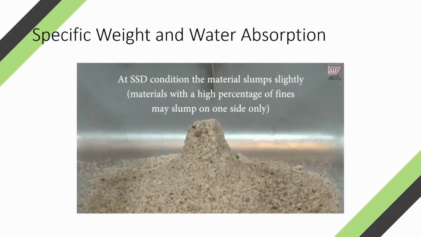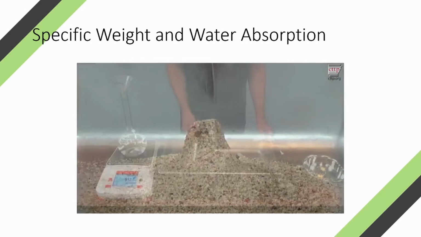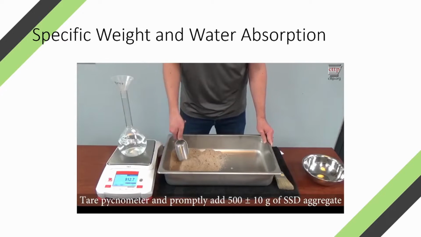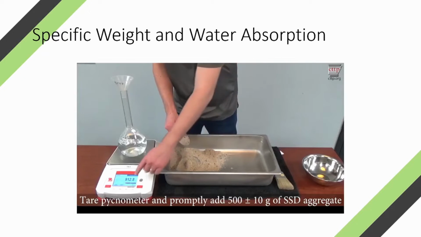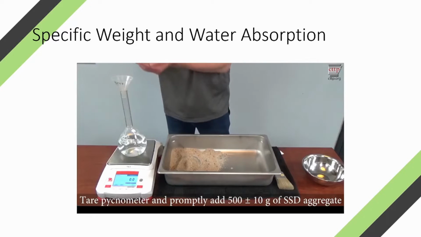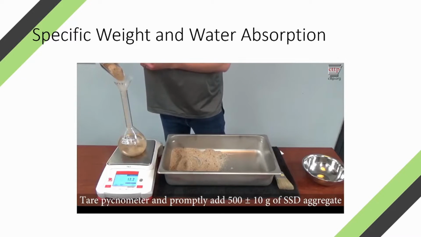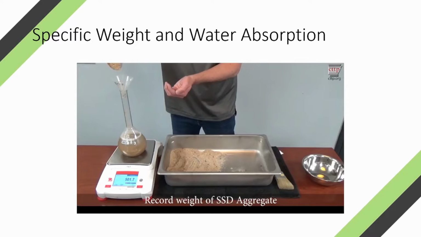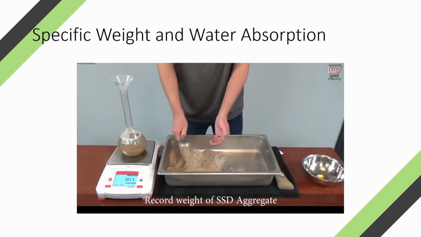At SSD condition, the material slumps slightly, but a portion of the cone stands. Note that materials with a high percentage of fines may slump on one side only. Tare the pycnometer with the funnel. Promptly add 500 plus or minus 10 grams of SSD aggregate. Record the weight of SSD aggregate that was added to the pycnometer.